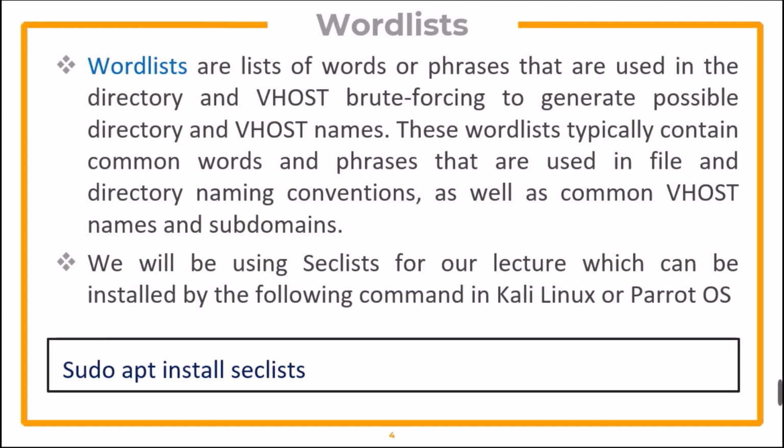Another important concept is word lists. Word lists are lists of words or phrases that are used in directory brute forcing to generate possible directory and VHost names. These word lists typically contain common words and phrases that are used in file and directory naming conventions, as well as VHost names and subdomains. We will be using SecLists for our lecture, which can be installed by the given command in Kali Linux.